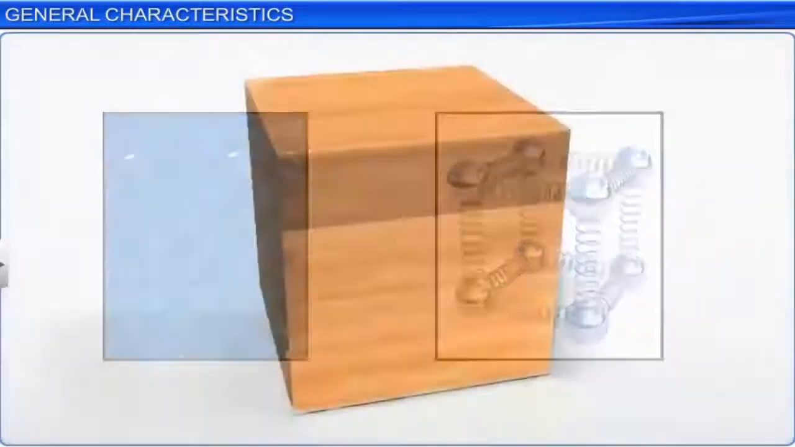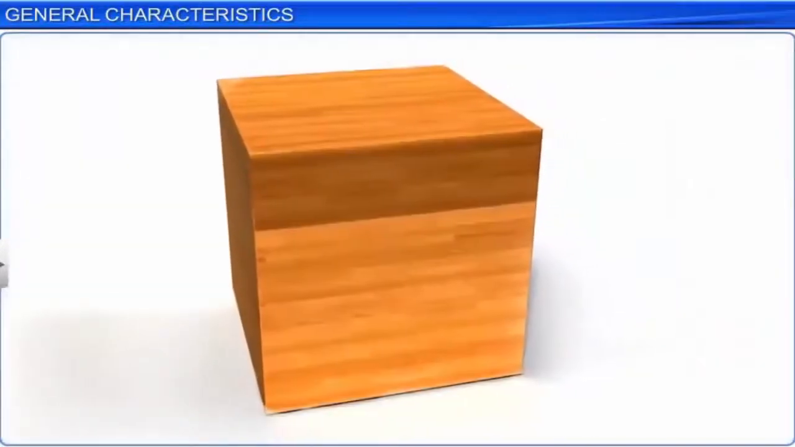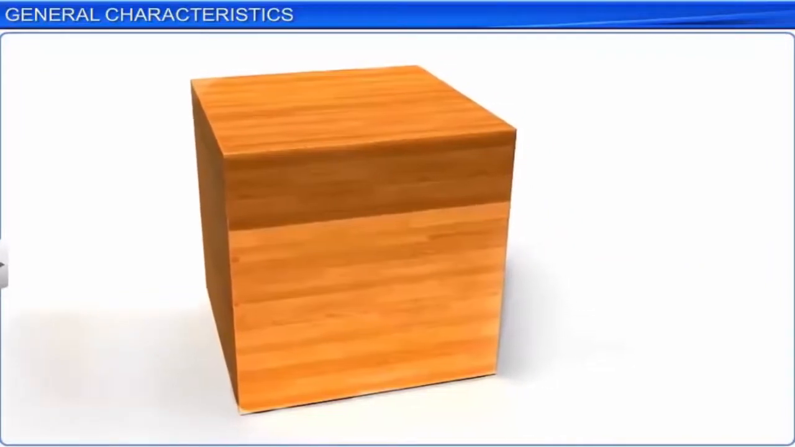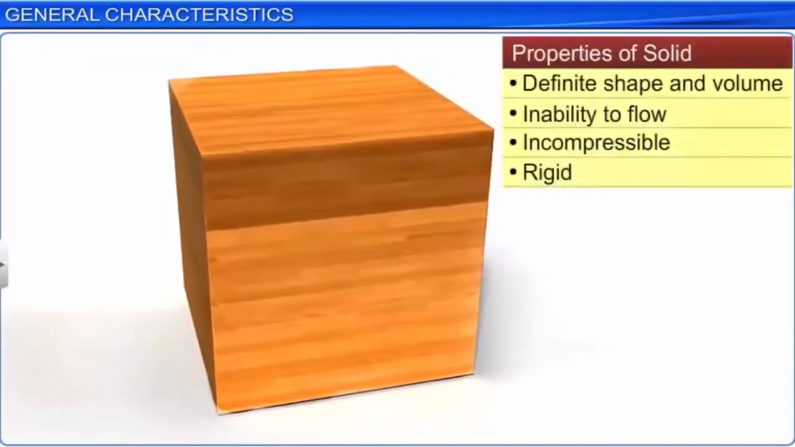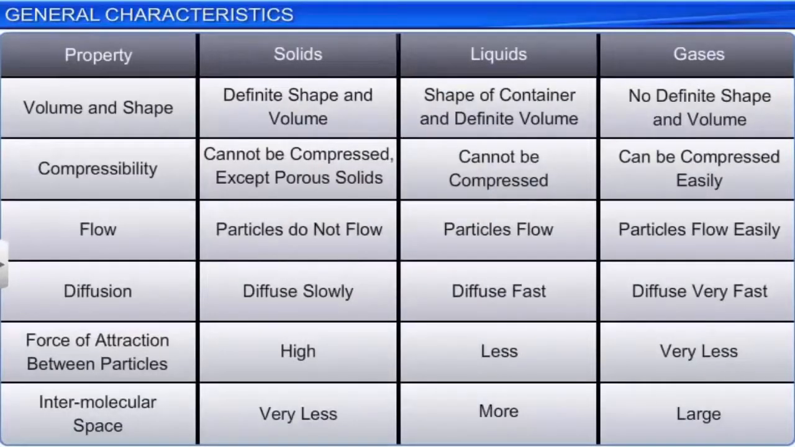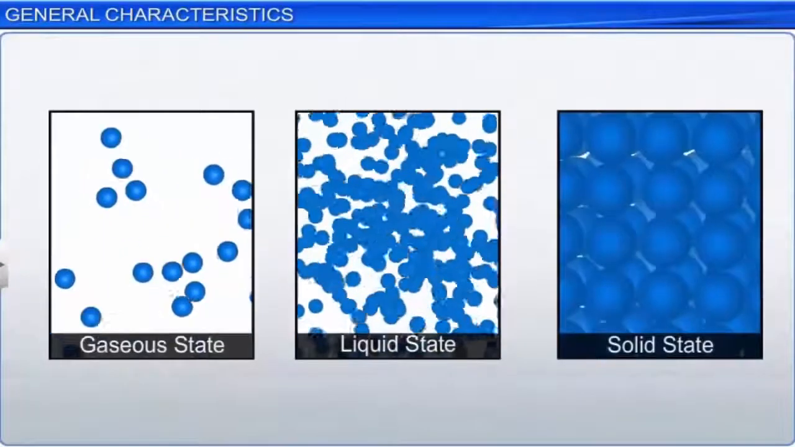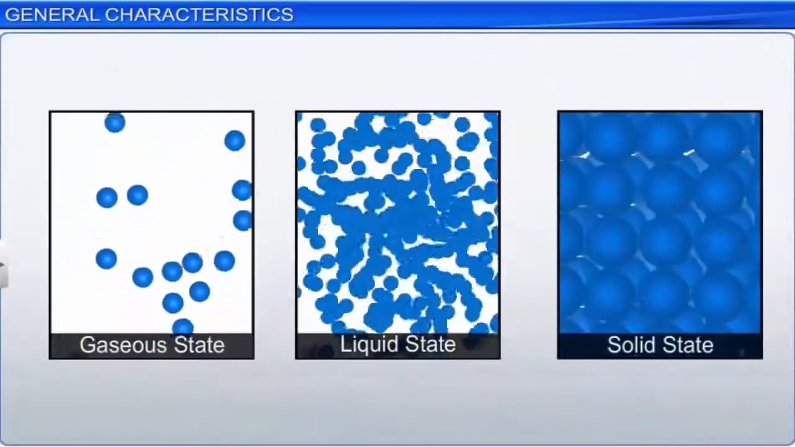Solids possess some characteristic properties attributed to their close packing. They have a definite shape and volume. They lack the ability to flow. They are incompressible. They are rigid. In general, the distinct properties of the three different states can be attributed to the arrangement of the constituent particles. In other words, any change in the arrangement of these constituent particles changes the physical state of a substance.